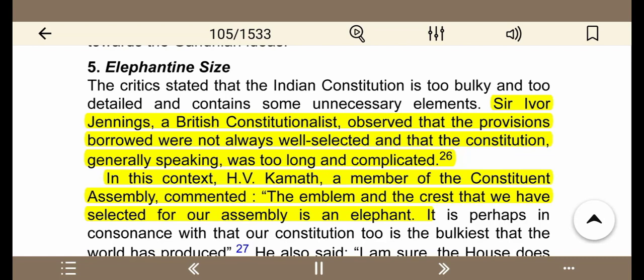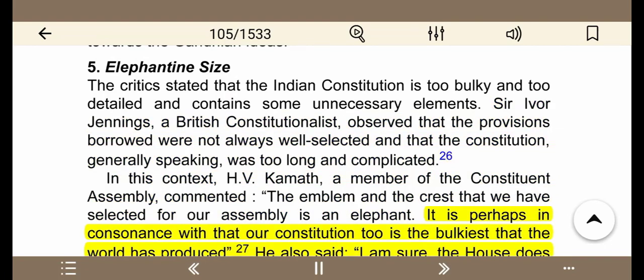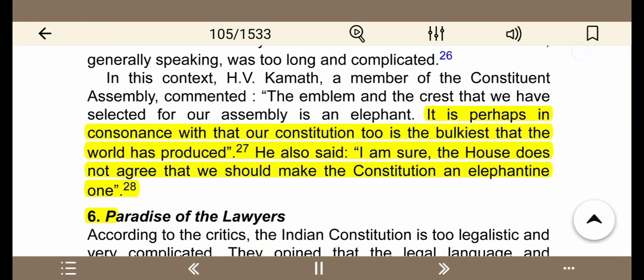26. In this context, H.V. Kamath, a member of the Constituent Assembly, commented, "The emblem and the crest that we have selected for our assembly is an elephant. It is perhaps in consonance with that our constitution too is the bulkiest that the world has produced." 27. He also said, "I am sure, the House does not agree that we should make the constitution an elephantine one." 286. Paradise of the lawyers.